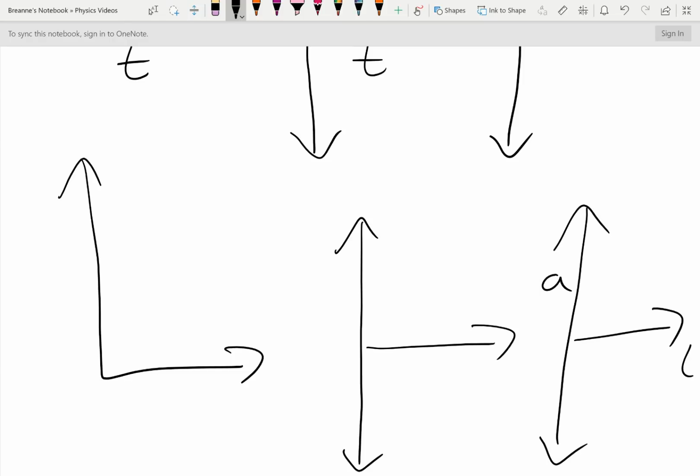So now we have 3 more graphs. And the next one, it says standing still. So standing still. That means your position is not changing. So you're not moving. So if you're not moving, you can have no velocity. If you have no velocity, you have no acceleration. So that was a pretty easy one.